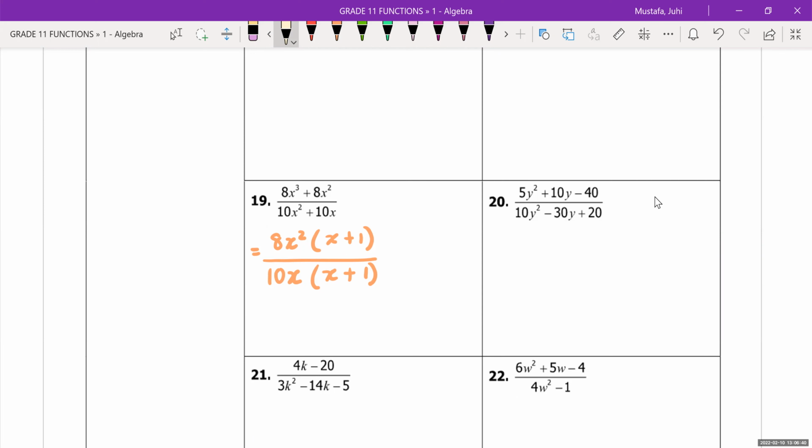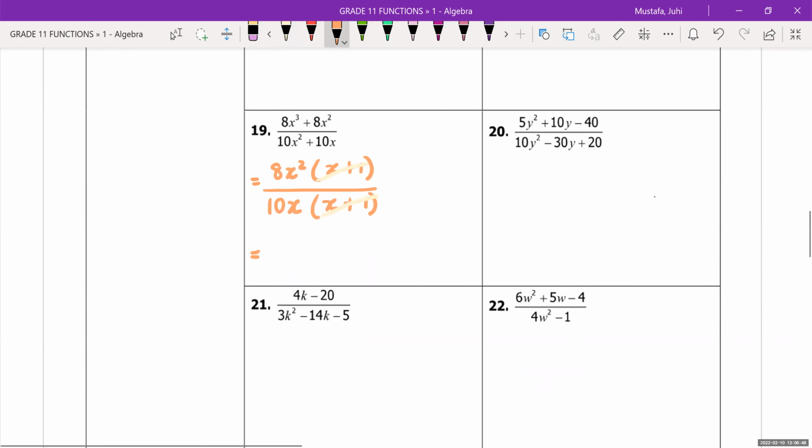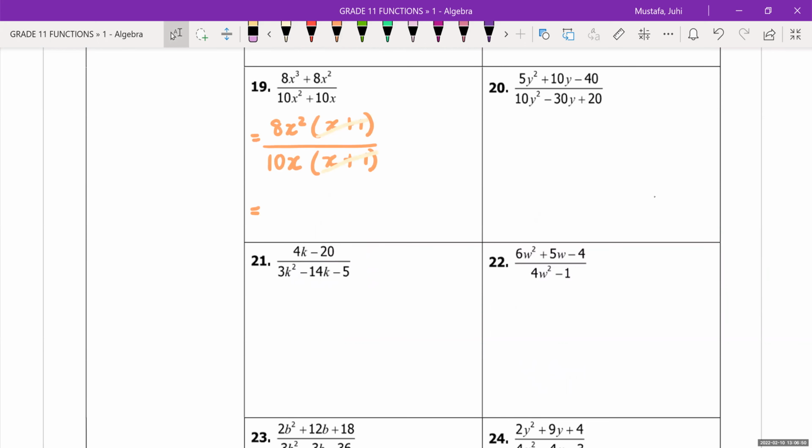I'm going to cross out the x plus 1 and the x plus 1. And now I'm left with a monomial that I can simplify. This is kind of the practice we did right in the beginning. So 8 over 10 is going to give me 4 over 5. And I have an x squared over x, so I'm just going to have an x at the top. So this will just reduce to give me 4x over 5.